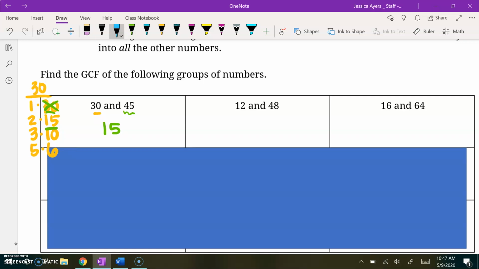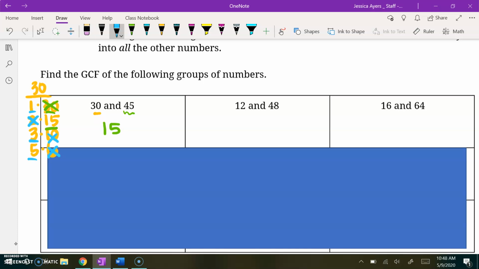If we had started at the bottom, then we would have had to keep going through our list. So we would have said, okay, 1 goes into 45, so 1 works. 2 does not go in. 3 will go into 45, 5 will go into 45, 6 will not, and 10 will not. And then finally we get to 15 and say, oh, 15 does, but we'd still have to check 30. So by starting at the largest, we can be done much quicker. It doesn't matter which way you go, it's just that the more efficient way is to start at the largest.